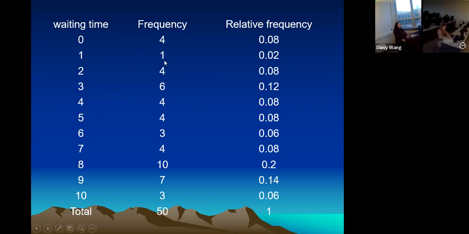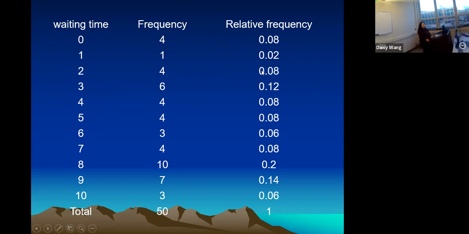Okay, so like here, what we do is we use 4 divided by 50, we'll get 0.08, or 8%. And 1 divided by 50 is 0.02, or 2%. And so on and so forth. When you add it up, it should be equal to 100%. So that's the relative frequency.